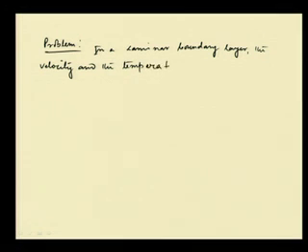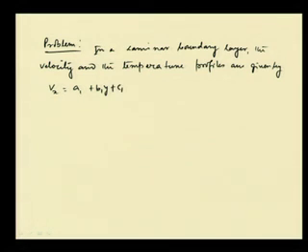Now, we will discuss a problem. The problem says that in a laminar boundary layer, the velocity and the temperature profiles are given by, say, V equal to A1 plus B1 y plus C1 y square, and T equal to A2 plus B2 y plus C2 y square.